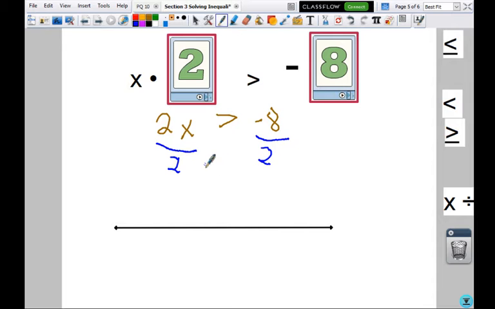So she's gonna divide by 2 on both sides, and we're gonna get x greater than -4. So, on this problem, did we divide by a negative 2? No, so we don't flip. Remember, only flip when you divide by a negative. We didn't divide by a negative, so it doesn't flip. Pretty good.